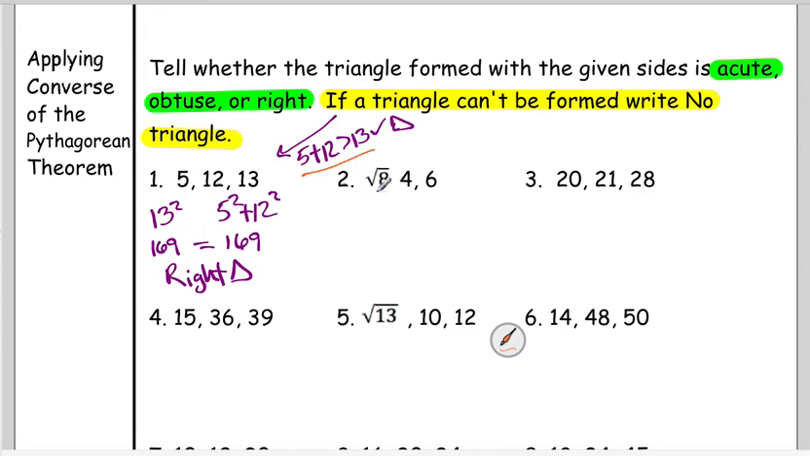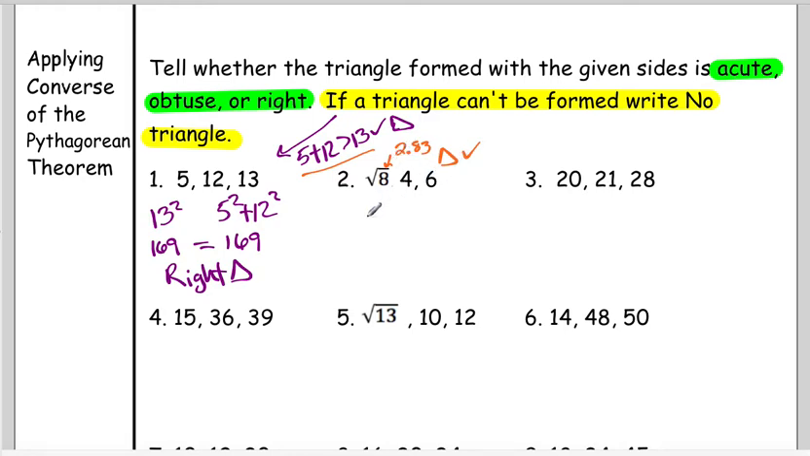On question number 2, we've got the square root of 8. For me to check if it's a triangle, I first approximated the square root of 8. It's 2.83 if you plug that in your calculator. If you add 2.83 and 4 together, you get more than 6. So it makes a triangle. I like to put a triangle check mark. I checked, it does make a triangle.